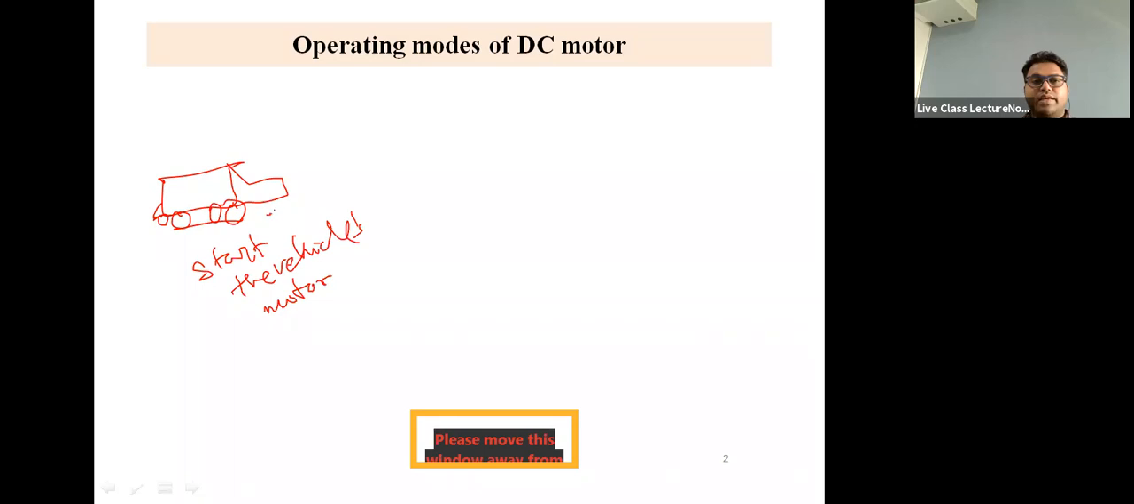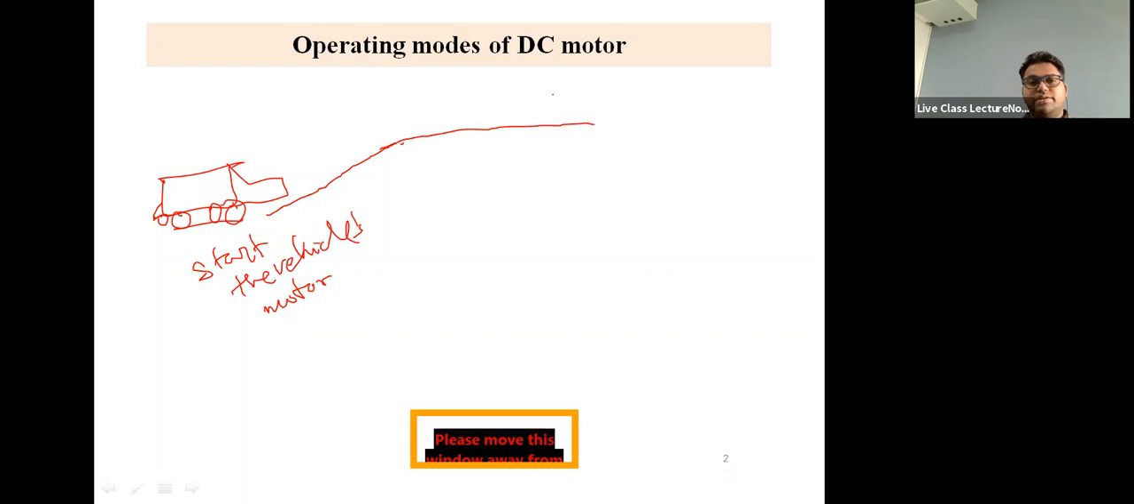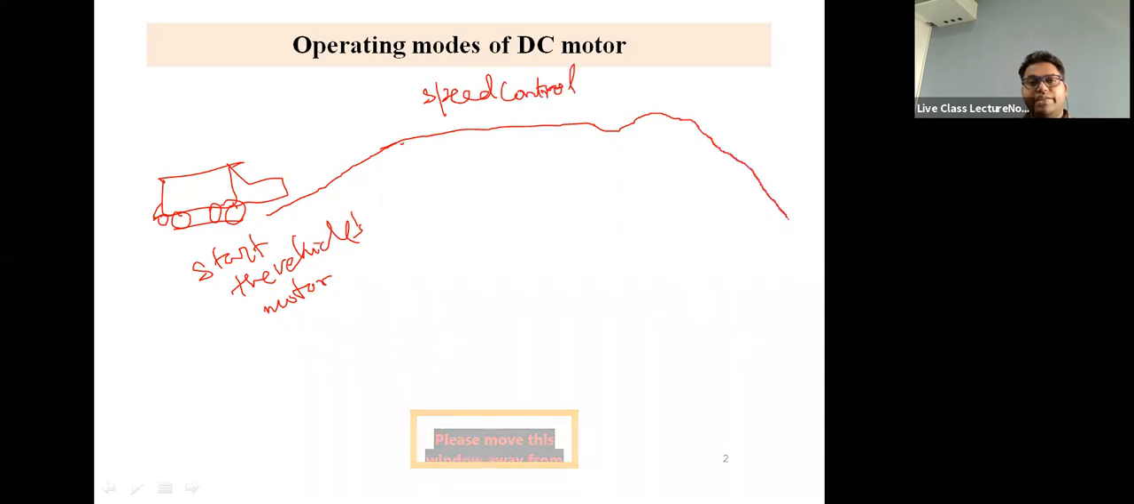And then you will accelerate. Then sometimes you will have a constant speed, and within the constant speed you will sometimes speed up and speed down. So that would be the speed control, right? And finally, when you reach home, you will try to brake the vehicle. So this will be braking, right?